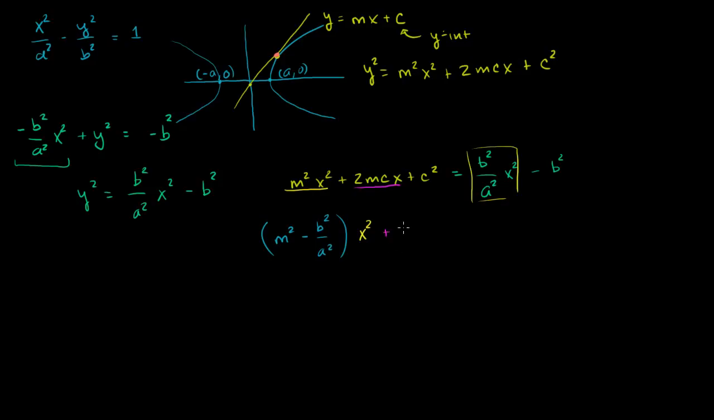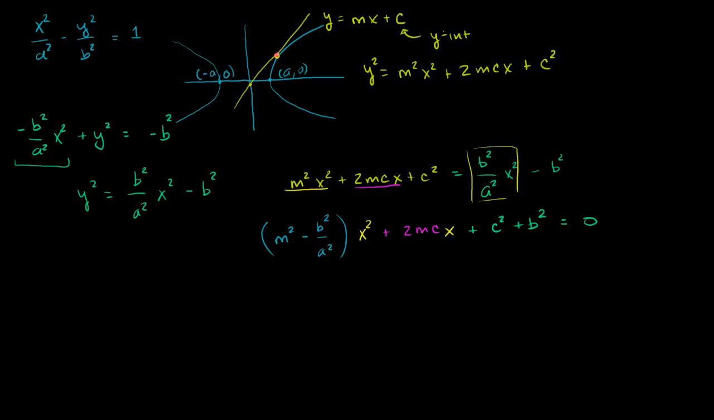So plus 2mcx, I'll write it in, plus 2mcx. And then finally, we have a c squared, and then we're actually going to have another b squared over there. So this is going to be plus c squared plus b squared. Now, in order for this equation to only have one solution, let me write down, this is going to be equal to 0.